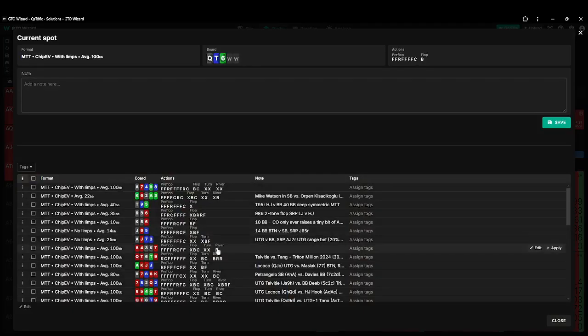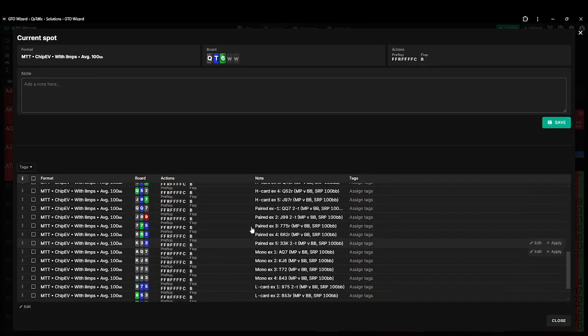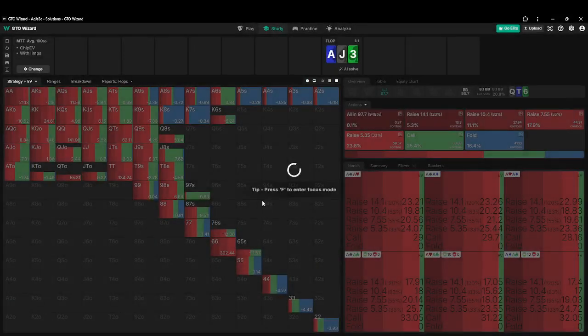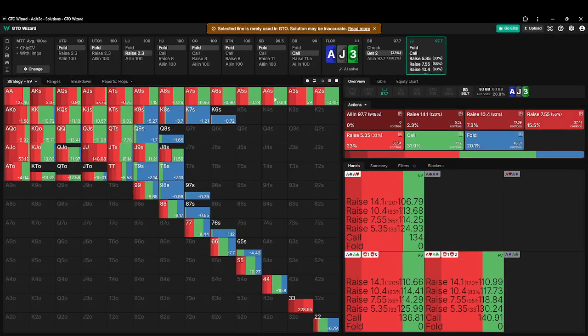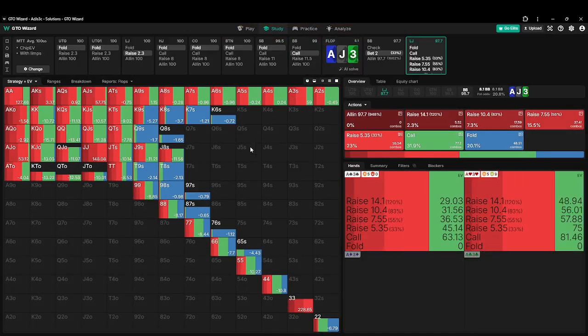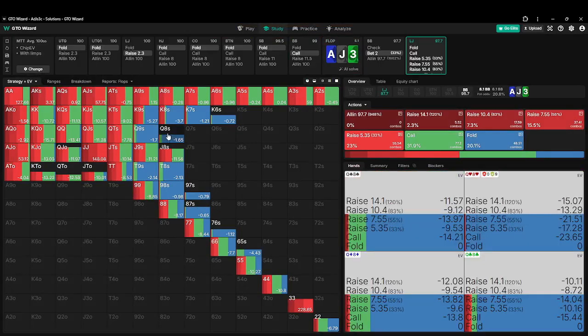Actually, I clicked the wrong one here. I jumped into the high card boards, but let's continue with the ace-high boards first. On the ace-high boards, like ace jack three rainbow here, you can see that we're not really folding that much.